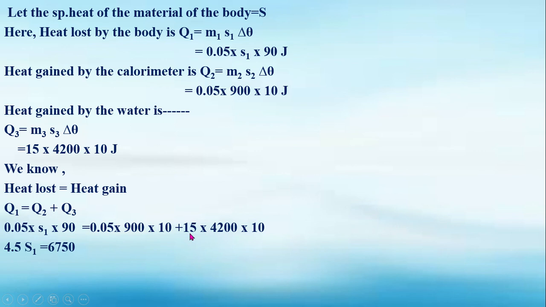So from this calculation, we can easily find out the value of S1, because 4.5 S1 equal to 6,750. Now S1 equal to, if we divide 6,750 by 4.5, then it becomes 1,500 joule per kg per Kelvin. Do you understand the math?